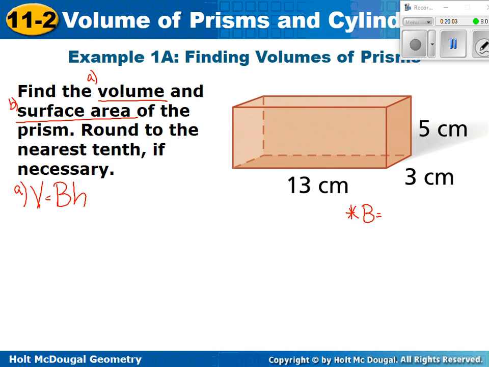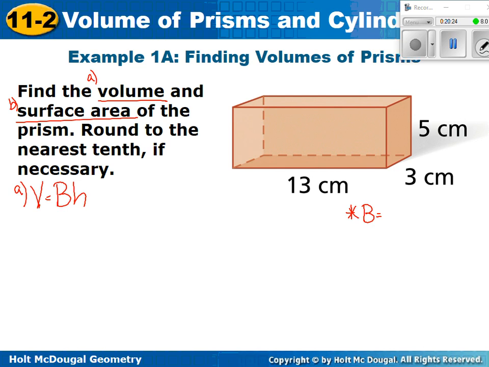What is our base in this shape? I don't see any squares in this picture. Be careful. Squares have to have the same dimensions. It's a rectangle. You have two options. This is a 13 by 3 rectangle. This is a 5 by 3 rectangle. And then the front is a 13 by 5.